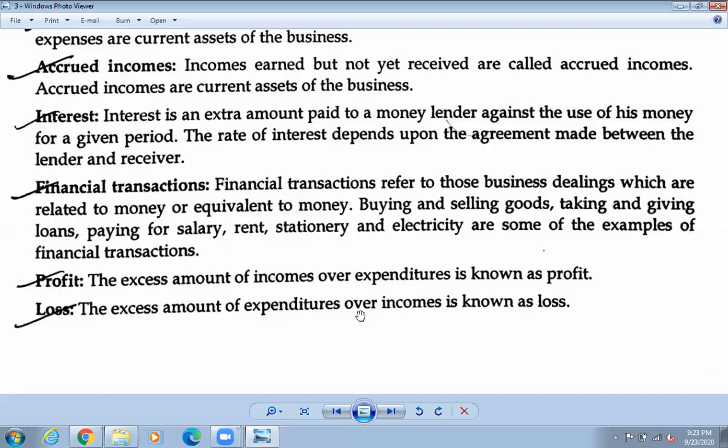1 लाख रुपैयाँमा एउटा कुरा किनेको छौ अनि 70,000 मा बेचेको छौ भने, so what is that? So that is the loss for you. Okay, if you have bought at 1 lakh and you have sold that at 4 lakhs, so what is that? So that is the profit for you. Is it okay? So that is all about profit and loss.